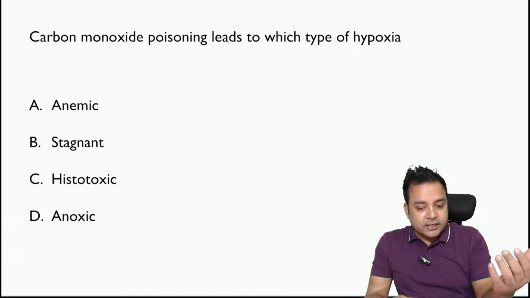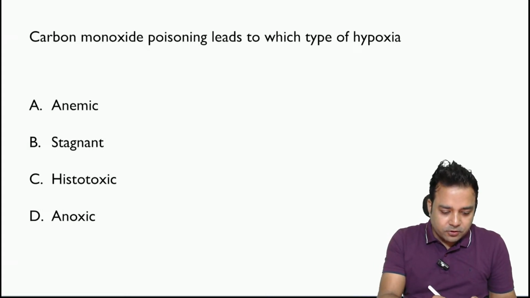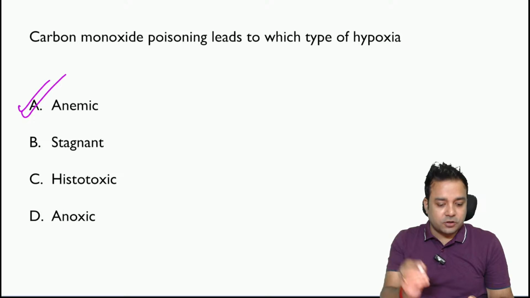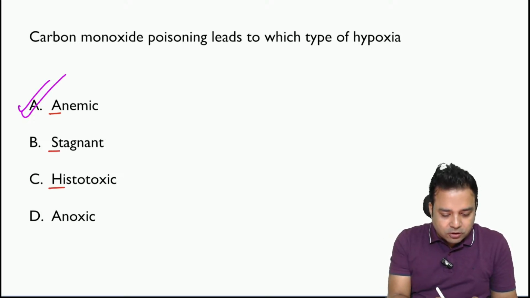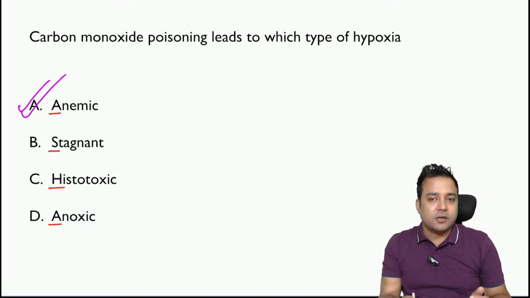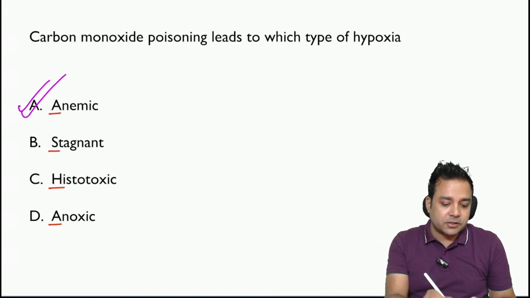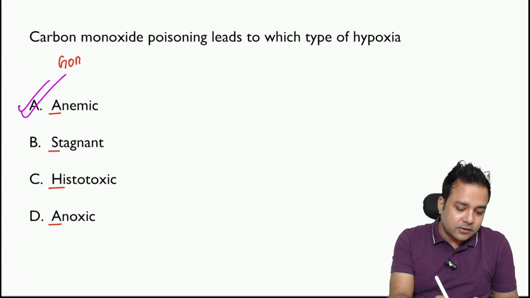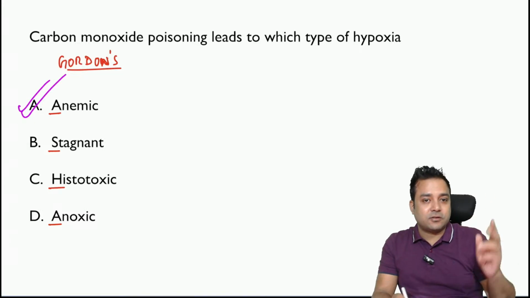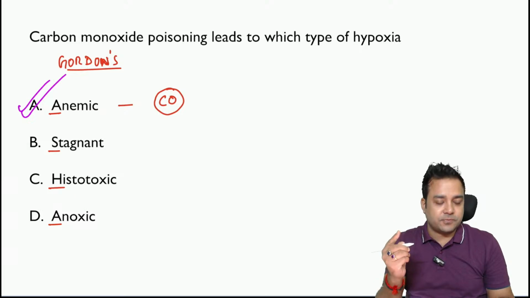Carbon monoxide poisoning leads to which type of hypoxia? We all know anemic hypoxia will be the answer of choice. So the types of hypoxia into anemic, stagnant, histotoxic or anoxic, means ASHA types, was given by which fellow? Remember the name of the person who classified hypoxia into ASHA types? Gordon's. Carbon monoxide will give rise to a cherry red color change. So anemic hypoxia, remember CO poisoning where we get cherry red color change.